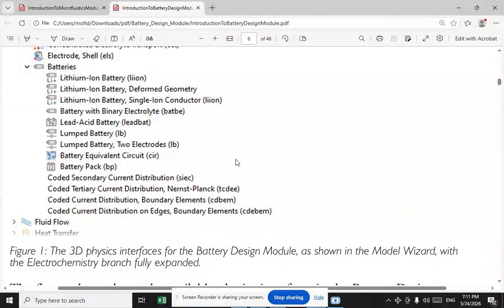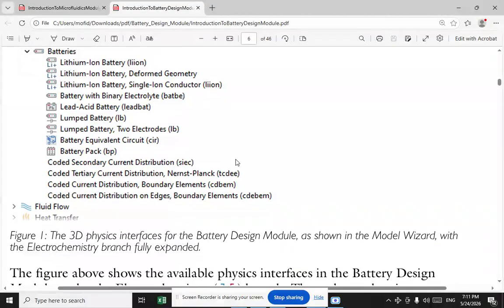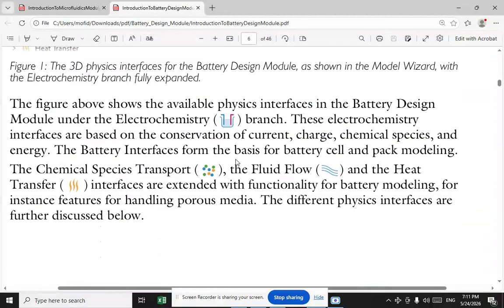Figure 1 illustrates the three-dimensional physics interfaces for the Battery Design Module as shown in the model wizard with the electrochemistry branch fully expanded. The figure shows the available physics interfaces in the Battery Design Module under the electrochemistry branch. These electrochemistry interfaces are based on the conservation of current, charge, chemical species, and energy. The battery interfaces form the basis for battery cell and pack modeling.